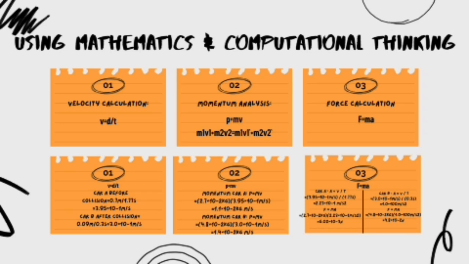For the force calculation, using Newton's second law, the force F exerted during the collision can be estimated by F equals ma, where m is the mass and a is the acceleration. Acceleration can be calculated using the change in velocity over time. So to calculate acceleration, we use this formula: a equals delta v divided by delta t, where delta v is the change in velocity and delta t is the time interval.